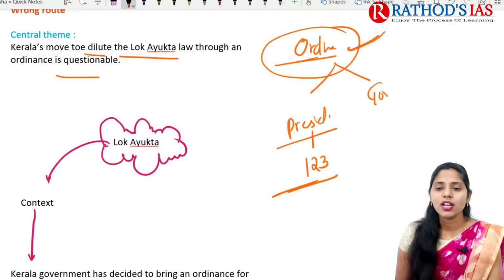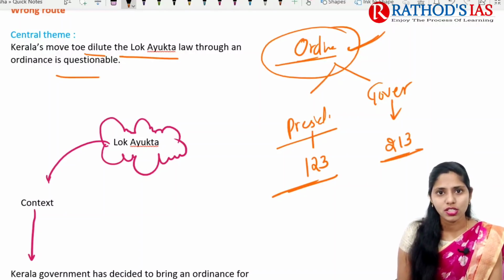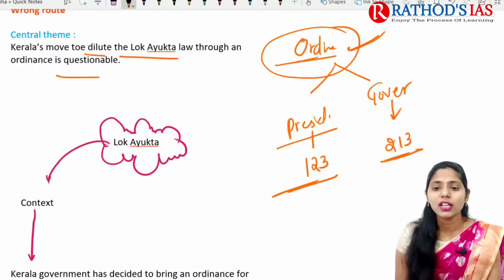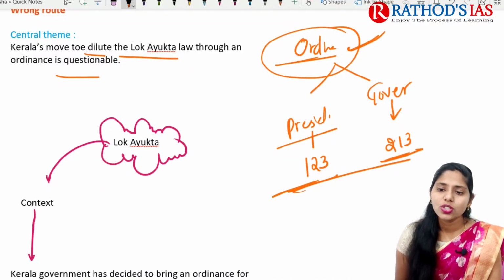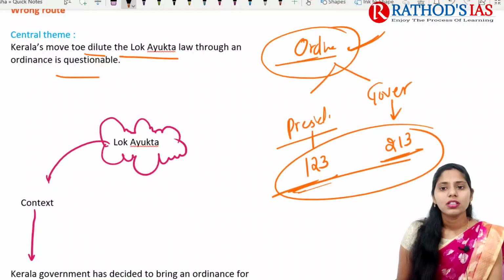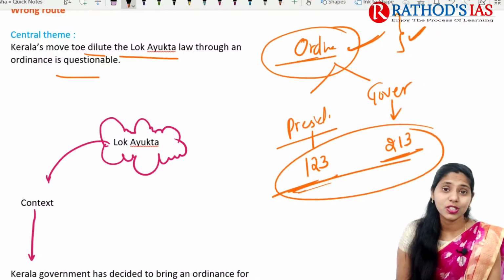At the state level, the ordinance-making power is with the Governor, and the article here is Article 213 of the Indian Constitution. Article 213 and Article 123 talk about ordinance-making power. So you have to refer to ordinances also in your Lakshmikant. These are the two important homeworks you need to do today: first, Lokpal and Lokayuktas, and next, ordinance. These are the two important topics that you need to revise.